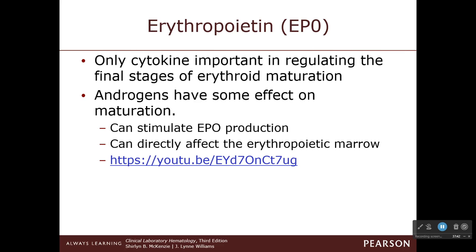So, erythropoietin is the only cytokine important in regulating the final stages of erythroid maturation. Okay. Androgens. Y'all know what androgens are? You know what that term is? Androgens. Anybody? It's been a long time, huh?